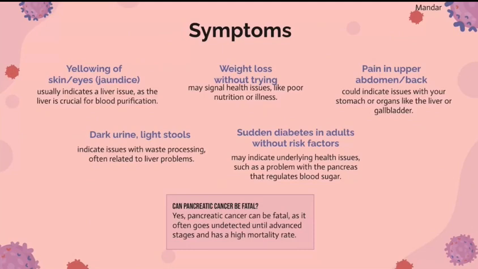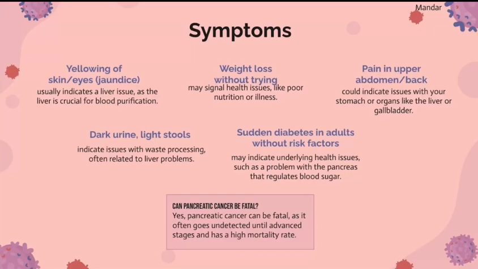There are also other symptoms like dark urine and light stools. They indicate issues with waste processing, and that's often related to liver problems. And again, if there are liver problems, there are most likely issues in the pancreas as well, and also digestive issues, which are heavily related to the pancreas.